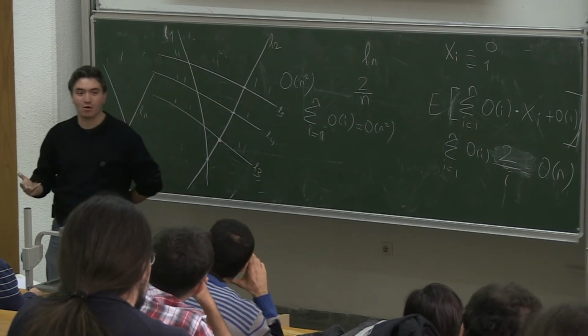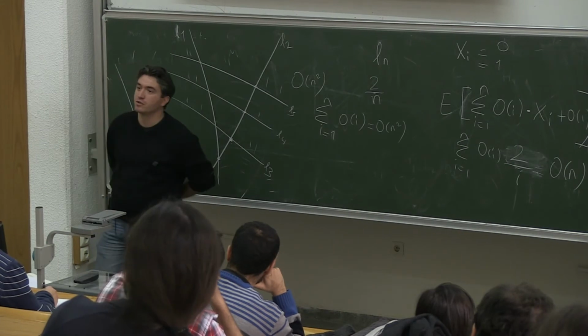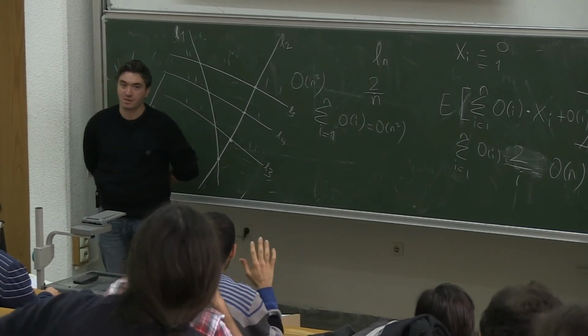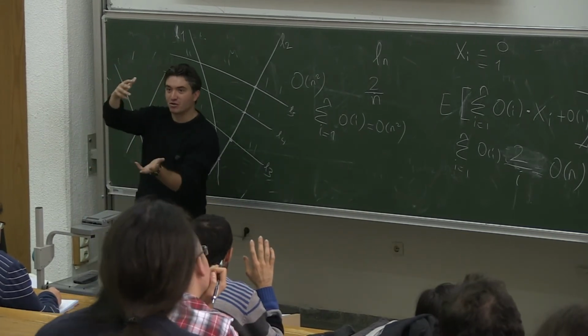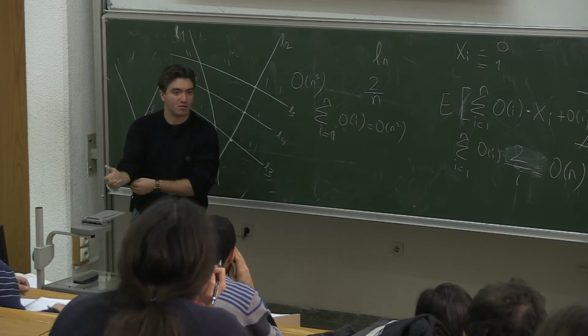To find the expected complexity, we need to use these probabilities. What is the probability you take this branch of the if condition and the other branch of the if condition?